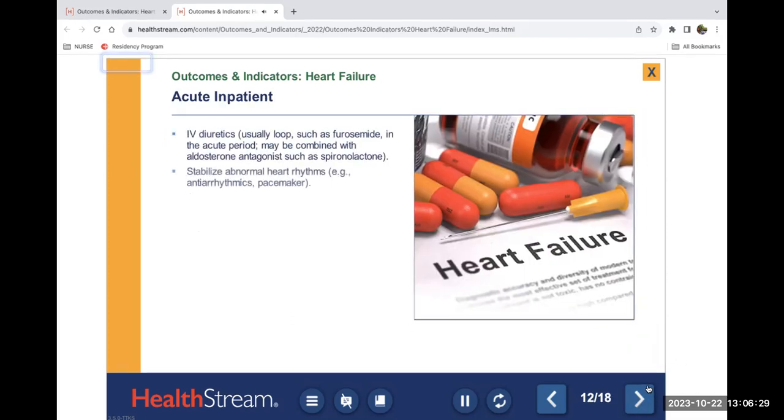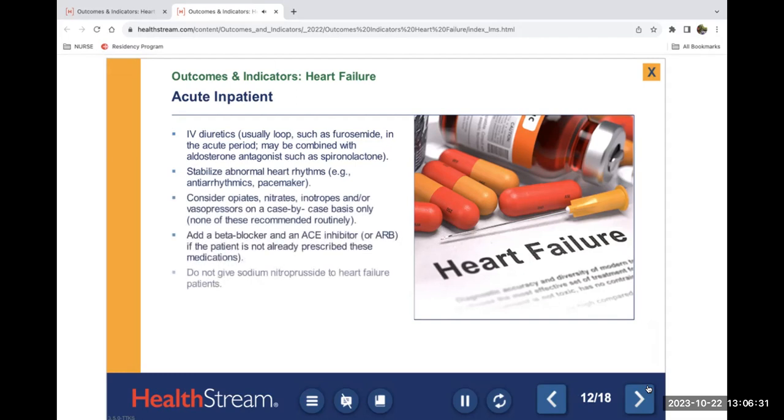Each patient suspected of having heart failure should receive a full evaluation after acute symptoms are addressed. Stabilize abnormal heart rhythms, for example, antiarrhythmics, pacemaker. If heart failure is suspected or confirmed, avoid using IV vasodilators such as nitroprusside that may suddenly decrease blood pressure.